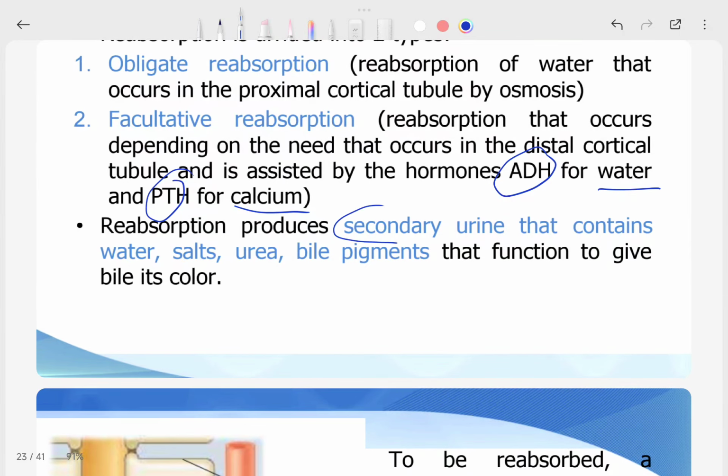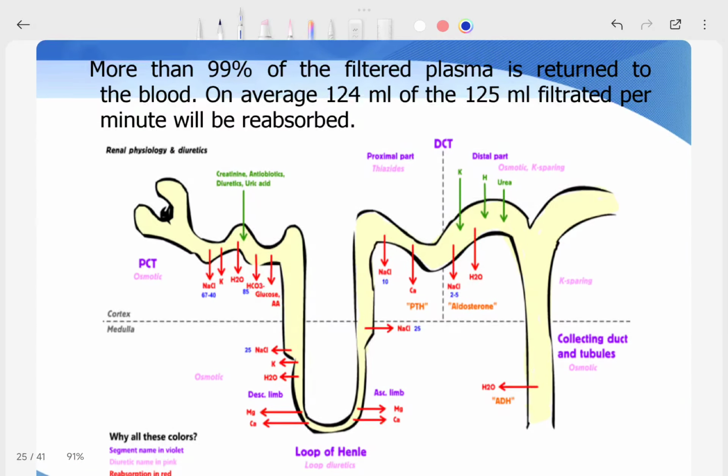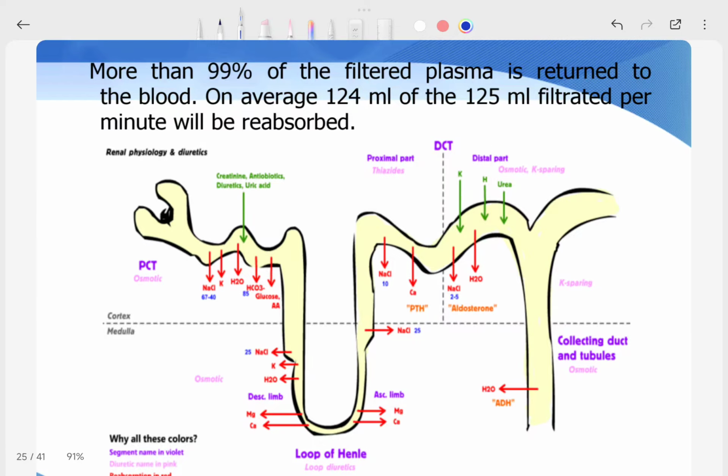And after that, they will produce the secondary urine that contains water, salts, urea, and bile pigments that function to give the bile its color. To be reabsorbed, a material must pass through 5 separate barriers: luminal membrane, cytosol, basolateral membrane, endothelium, and capillary walls. More than 99% of filtered plasma will return to the blood. On average, 124 milliliters of the 125 milliliters filtered per minute will be reabsorbed.